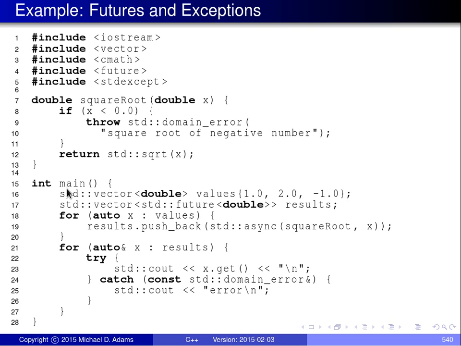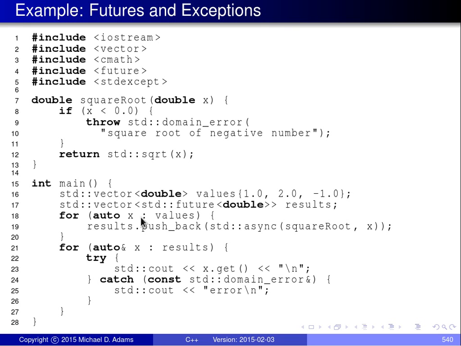If you look at the function main, we have a vector of doubles called values, which stores values that we want to compute the square root of. So 1.0, 2.0, and minus 1.0, we're going to later compute the square roots of these values. Then we create a vector of futures called results, which is going to store futures that we'll use to access the square root values that we've computed.